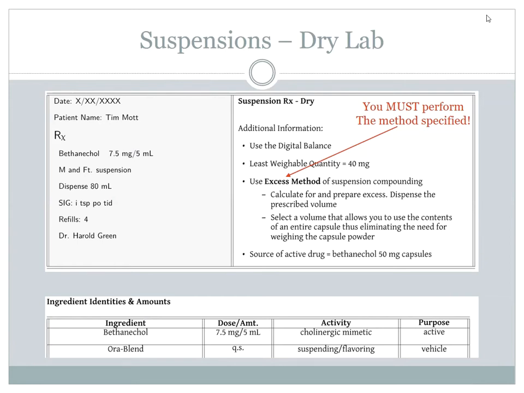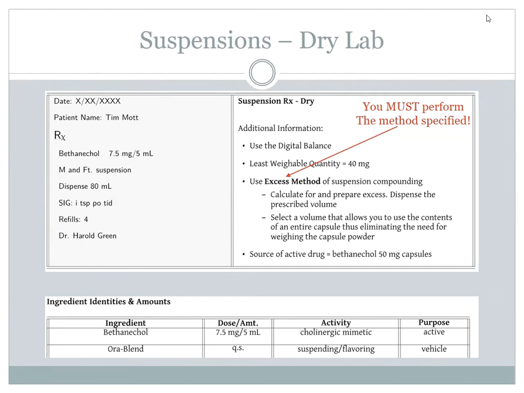Be careful with suspensions. The prescription calls for 7.5 milligrams of the drug per what? In this case, 5 milliliters. The trick with suspensions is the doctor can prescribe them using different units for concentration. It can be in milligrams maybe per milliliter, or in this case, milligrams per 5 milliliters. What if I said it was milligrams per teaspoonful? You got to be careful.